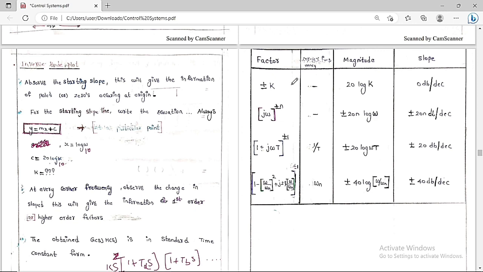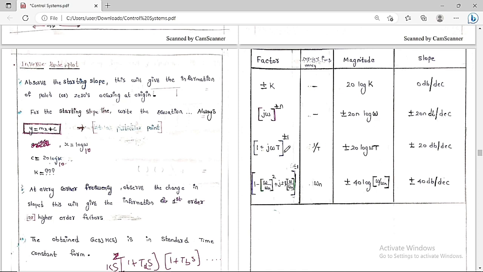For G of H of s equal to plus or minus K, there is no corner frequency, the Bode plot equation is 20 log K with base 10, and the slope is 0 decibels per decade. For G of H of s equal to s to the power of plus or minus 1, that is s equals j omega, we get j omega all to the power of plus or minus 1. There are no corner frequencies, the Bode plot equation is plus or minus 20 n log omega with base 10, and the slope is equal to plus or minus 20 n decibels per decade.